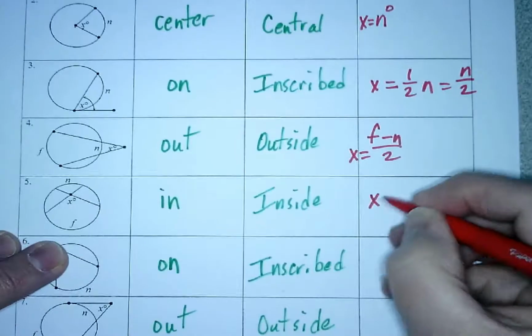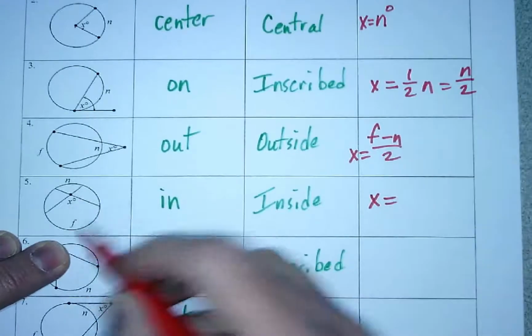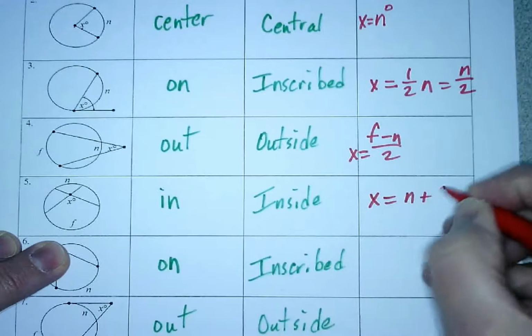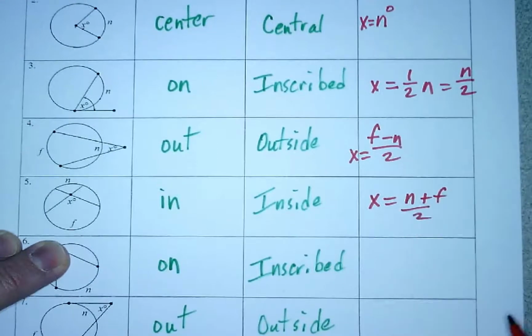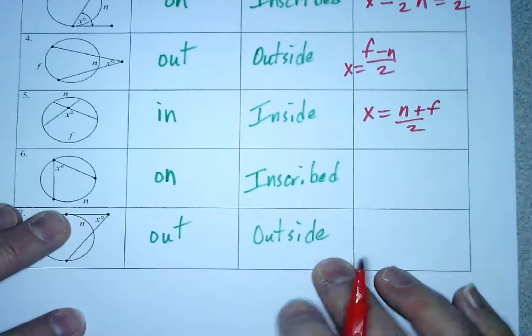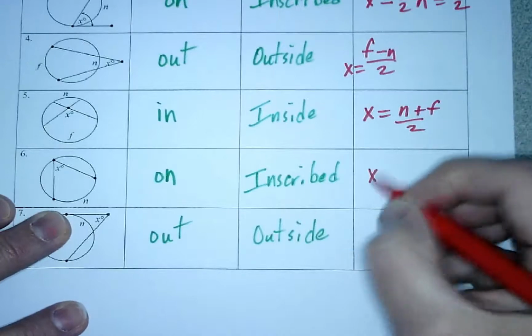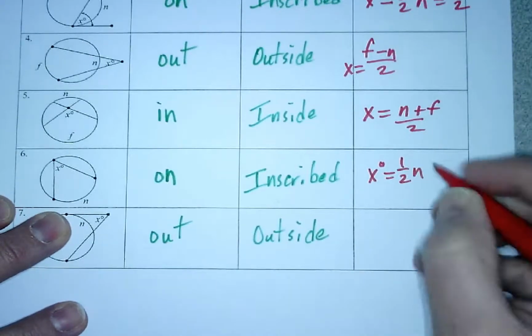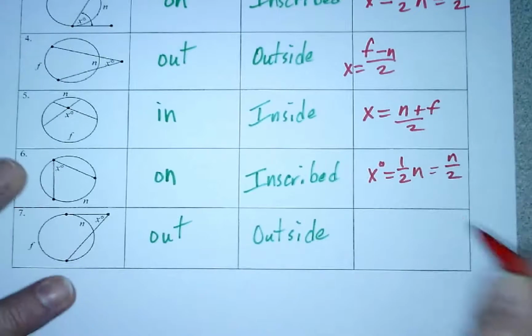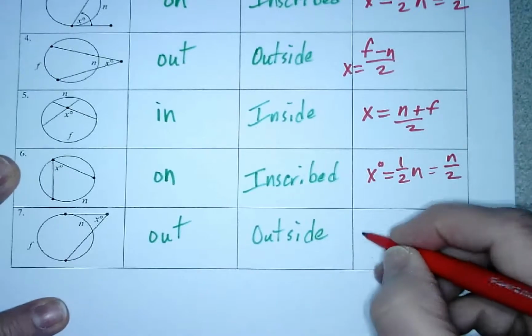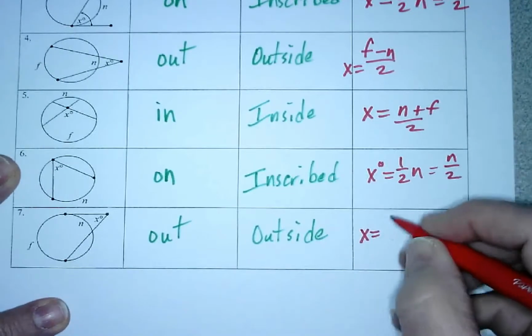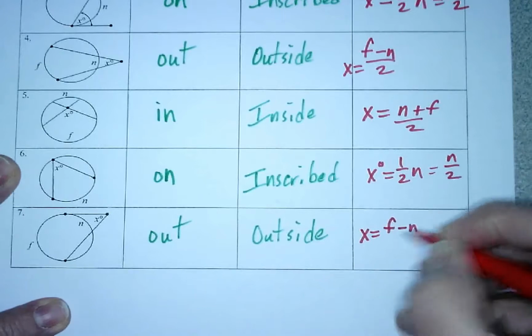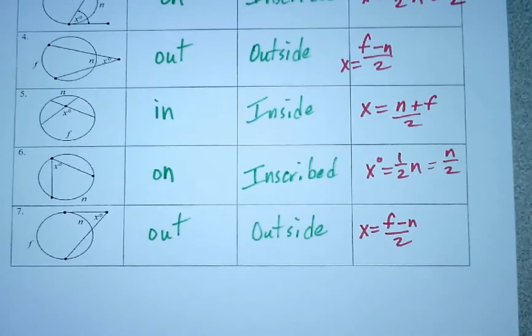Here's an inside one. The inside angle are the two arcs, in this case n and f. I find their sum and divide by 2. An inscribed angle, the angle is going to equal 1/2 of the arc, or n divided by 2. And on this one, the outside one, x is going to equal f minus n divided by 2, finding the difference and dividing by 2. So take a minute and look those over, and then we'll do a couple of notes and practice on that.